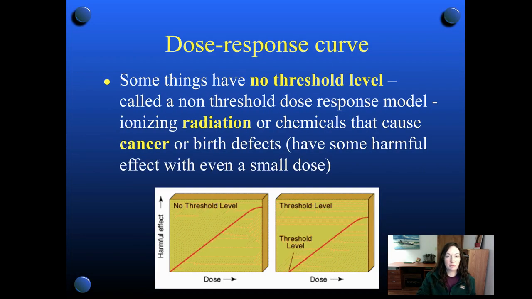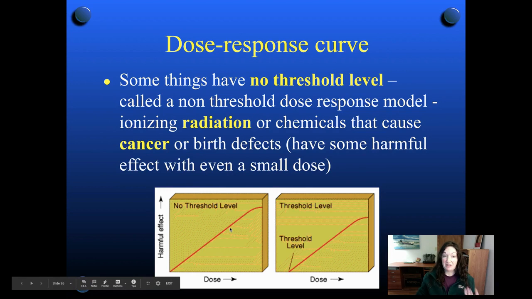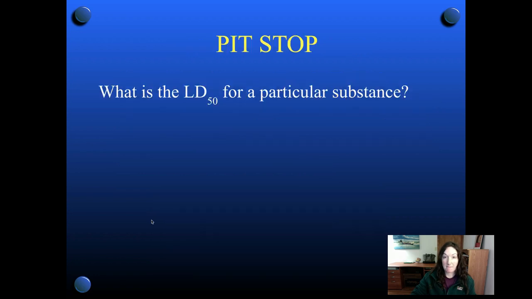Now, some dose response curves show that there is no safe dose. That would be called a no threshold level substance. So no matter what the dose is, it's going to be harmful to you. This is the case for ionizing radiation, which is what you get when you have a nuclear plant meltdown, or chemicals that cause cancer or birth defects. They also have an effect no matter what the dose is. So you can see here, most substances fall in this area where you have a threshold level, where over a certain amount is going to have a harmful effect. But no threshold level means that it's going to have a harmful effect no matter how much the dose is.